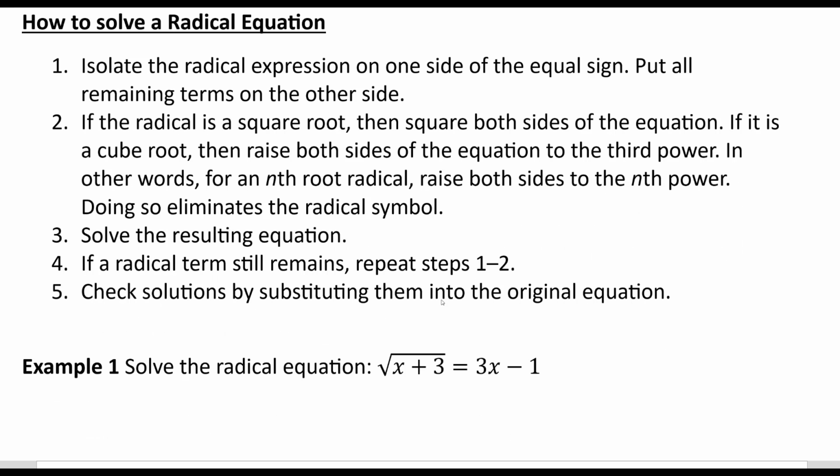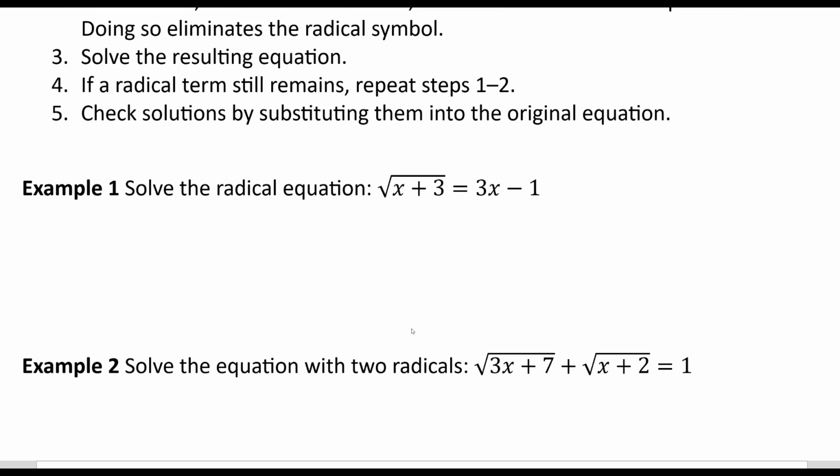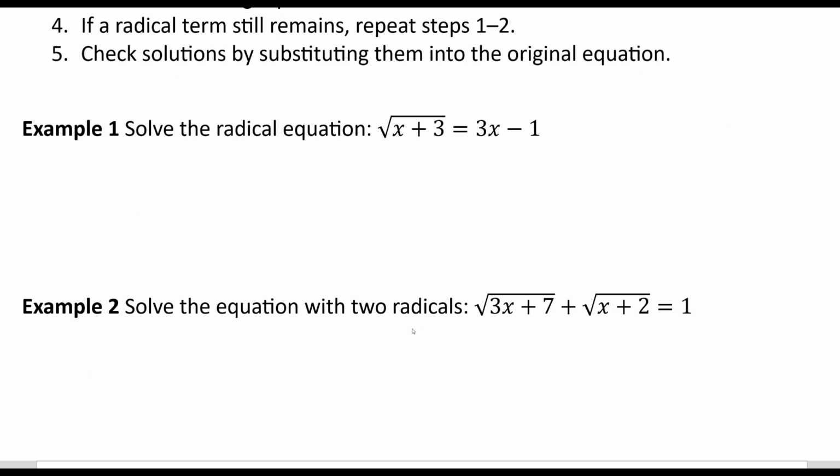This last part is actually really important because it's very likely in this case you'll end up with what we call an extraneous solution. So an extraneous solution is something that might work in one of the later versions of the problem, but it doesn't work in the initial version. Okay, so let's take a look at example 1 here.